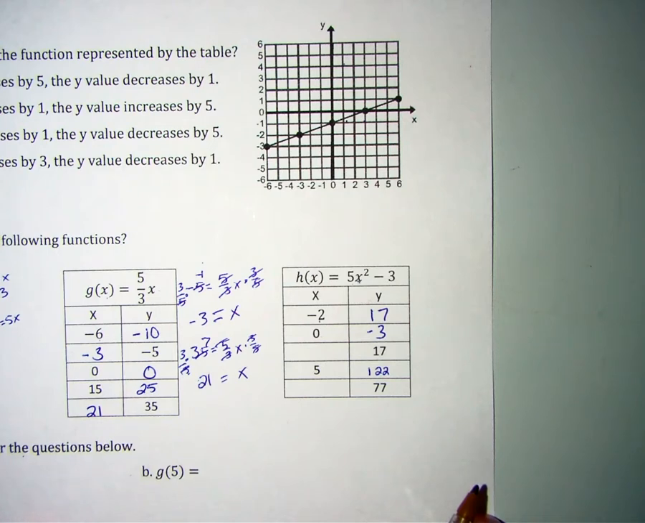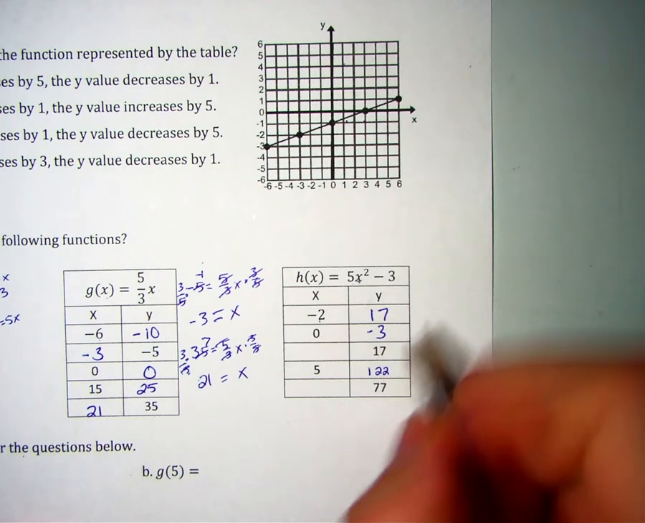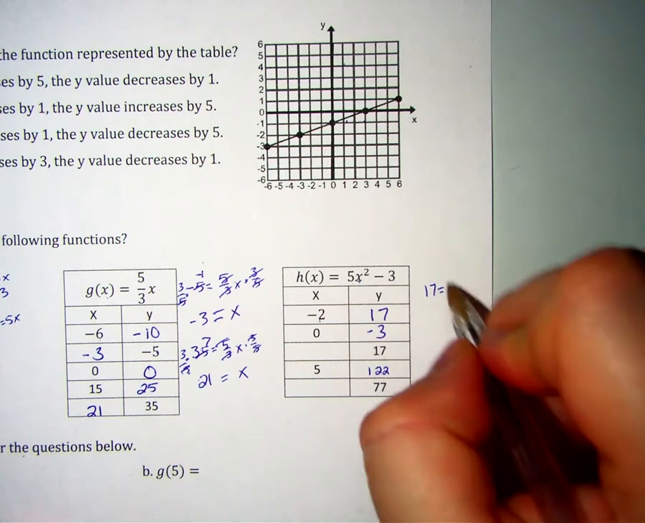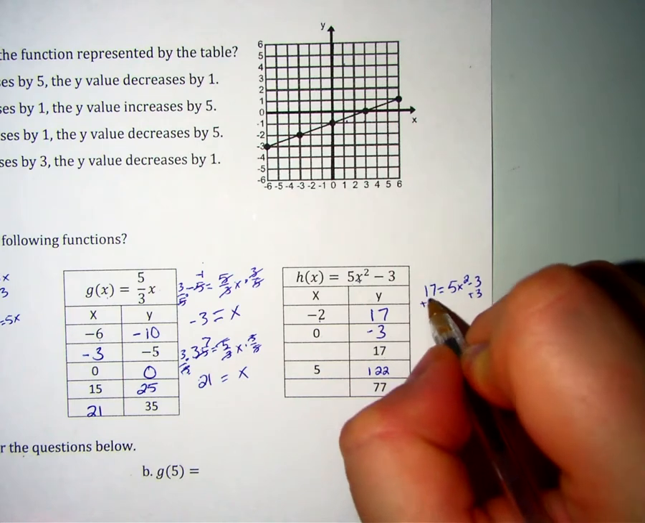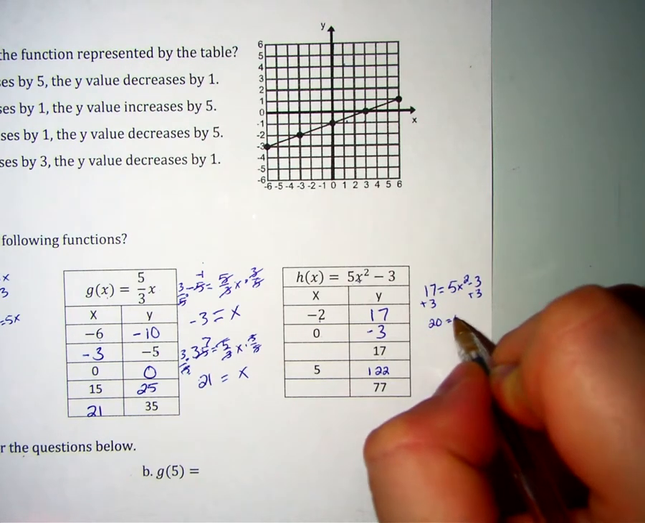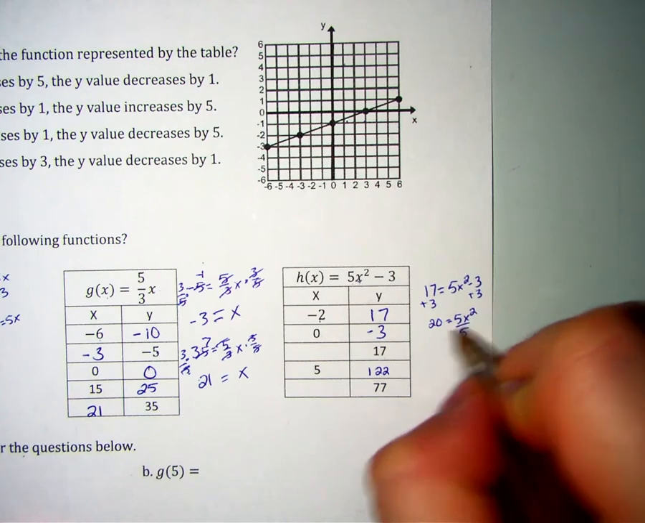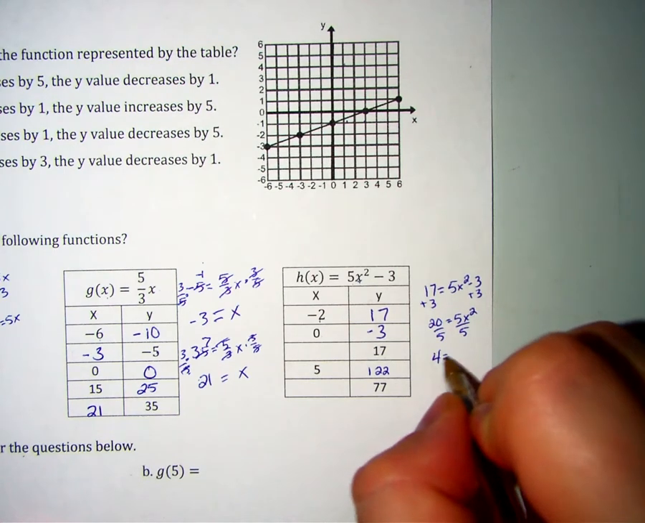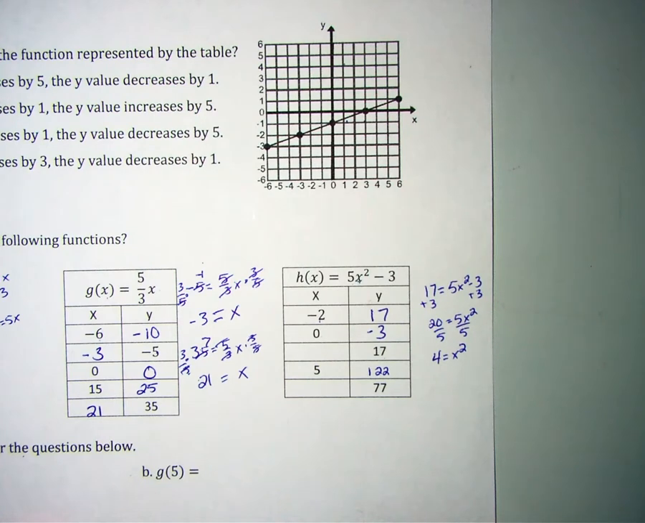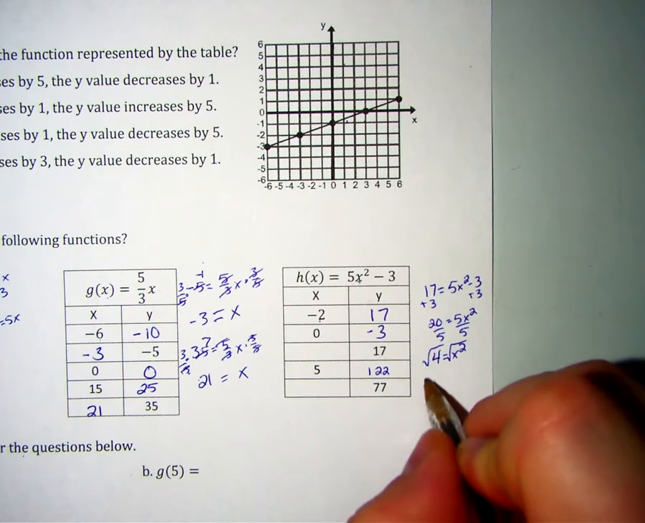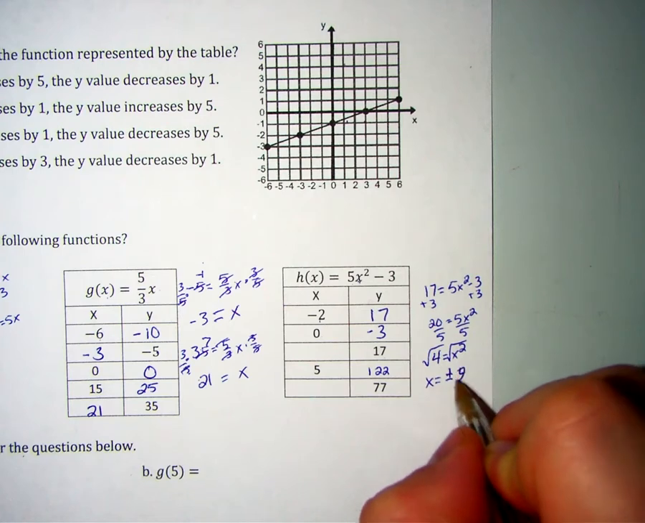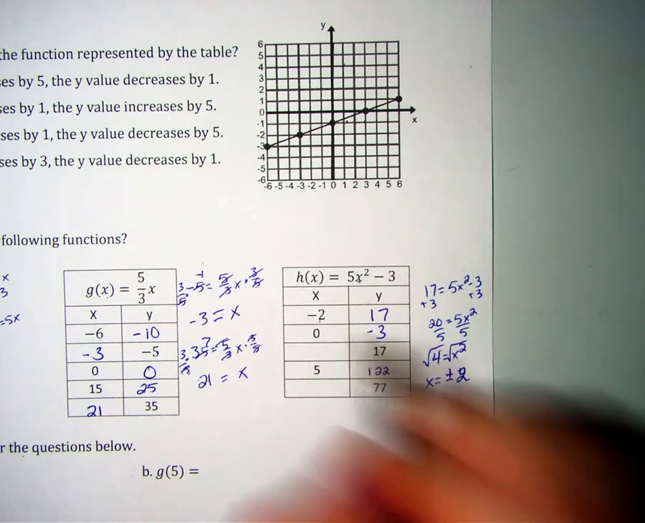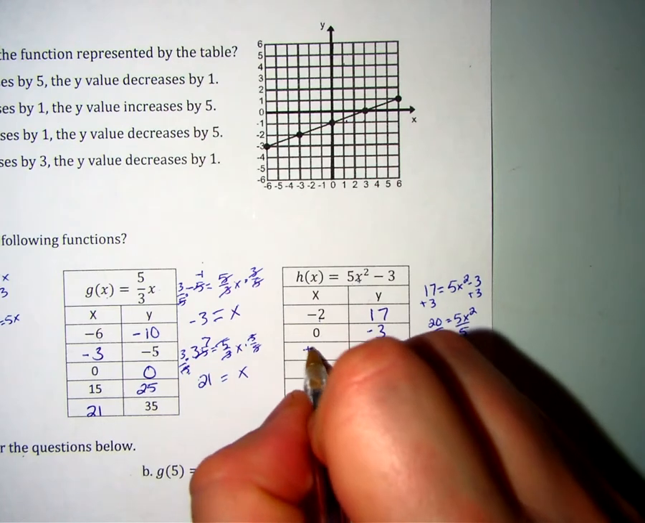Now, in order to work backwards, we need to simply plug in the values. So 17 is equal to 5x squared minus 3. We'll add 3 to both sides. 20 is equal to 5x squared, so we'll divide by 5. 4 is equal to x squared. We take the square root of both sides, and x is equal to positive and negative 2.